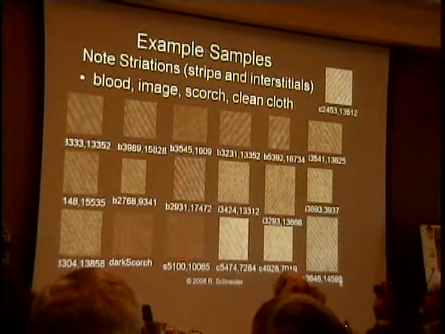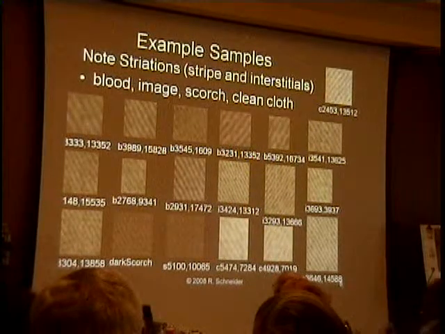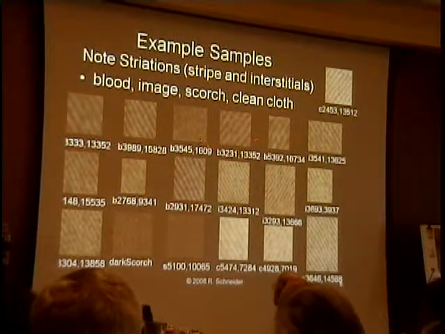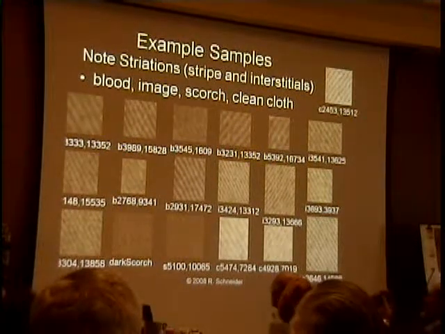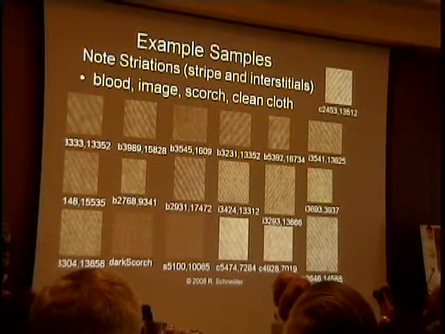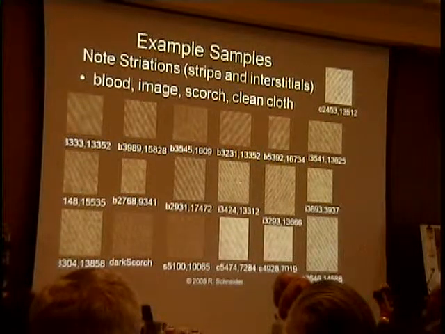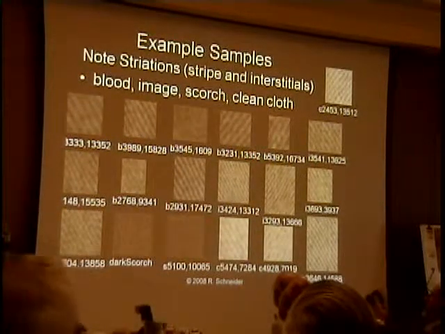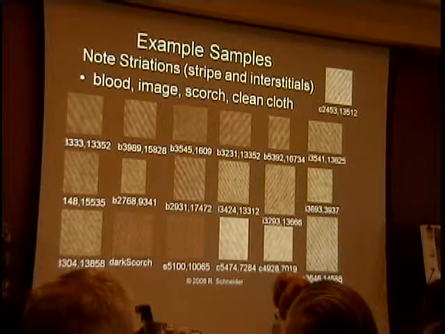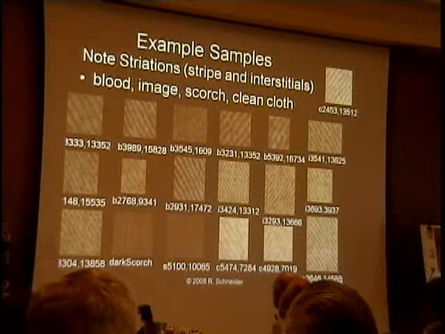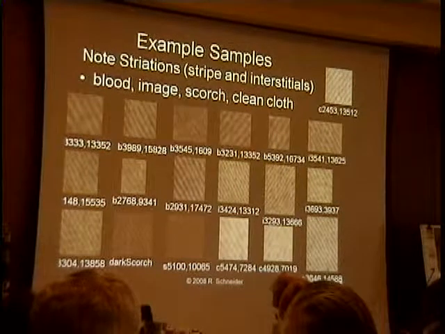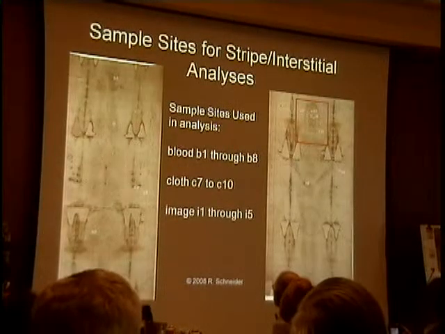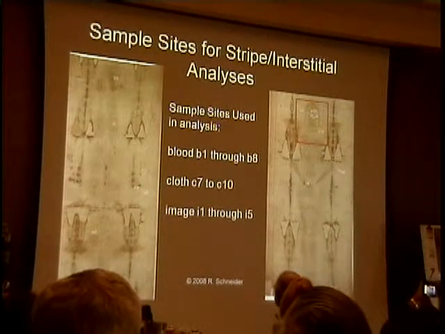Their scorch is very dark, but that's almost the only difference. Anything that starts with a B is a blood sample. These lighter ones are cloth that doesn't have any image on it, and the ones that are in between are cloth that has image on it. But you have to say, looking at the whole deal, there isn't a whole lot of difference, and that's an issue. Here's where the samples are taken from.